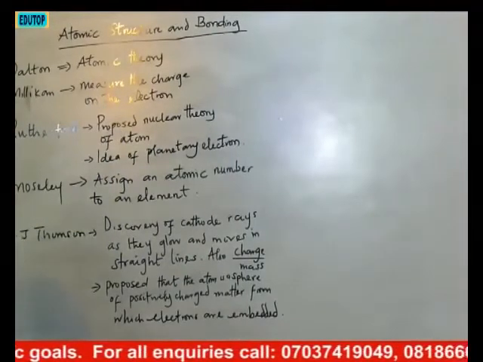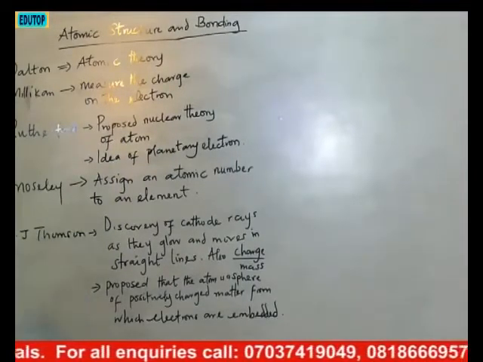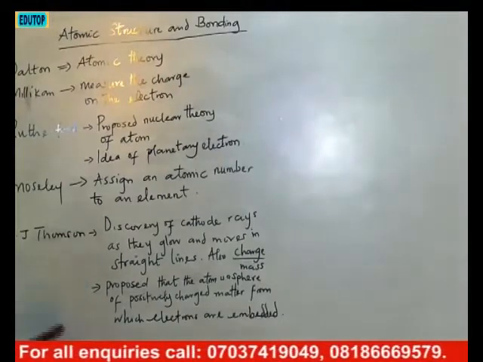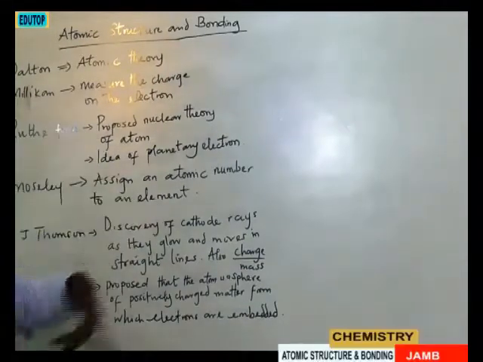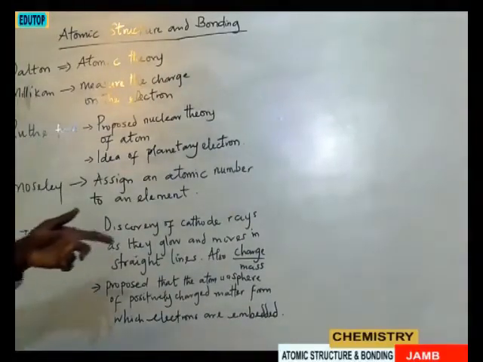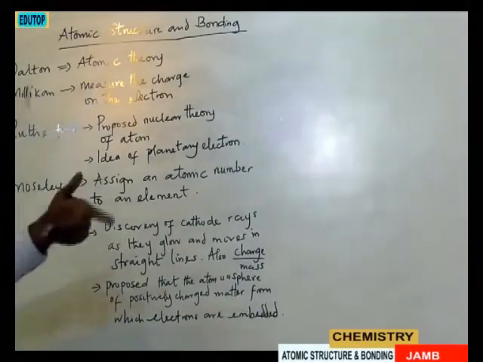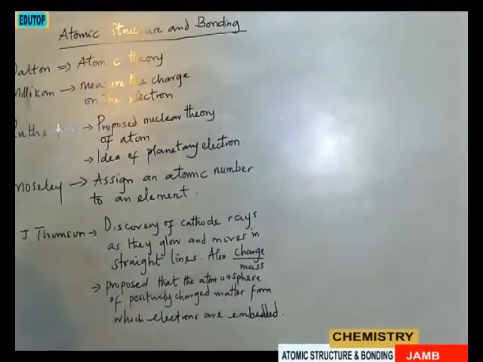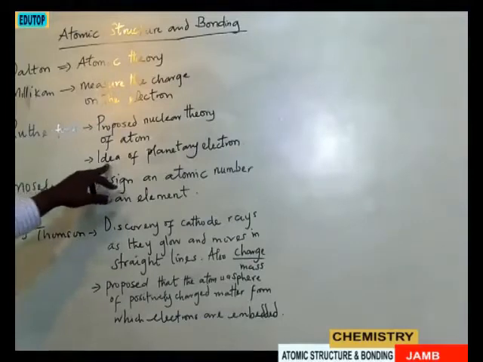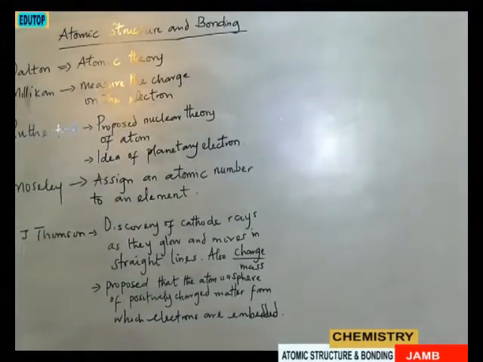So in the UTME up to date, they can still ask that you should mention the scientists that work on the measure of the charge on an electron. So it is mainly Millikan. Then Rutherford proposed nuclear theory of an atom. Also, he brought about the idea of a planetary electron.